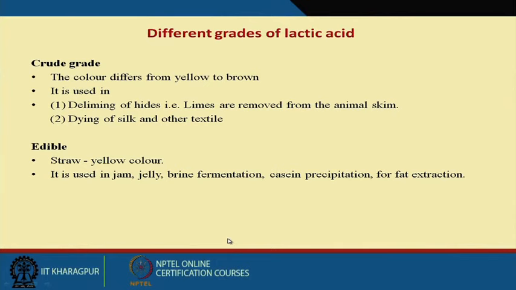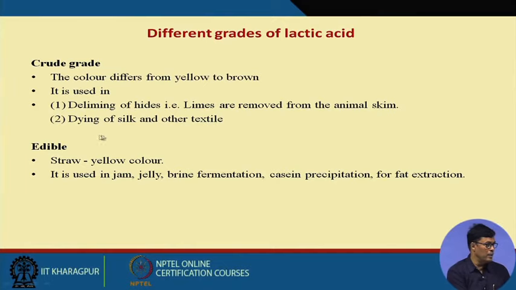Now, let us look at the different grades and their different uses. For example, crude grade is colored, varying from yellow to brown, and it is used in deliming hides, where lime is removed from animal skin. This is particularly used in the tannery industry, and also for dyeing silk and other textiles. Then edible grade, usually yellow in color, is used in jam, jelly and brine fermentation, casein precipitation and fat extraction. So edible grade is used for different purposes.